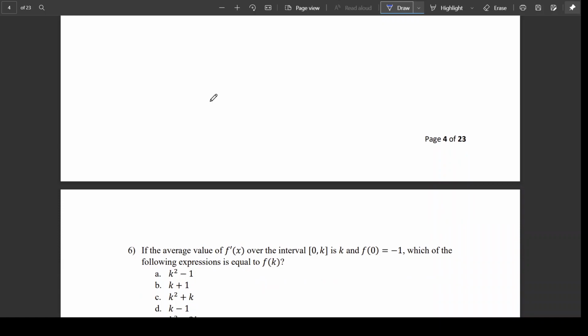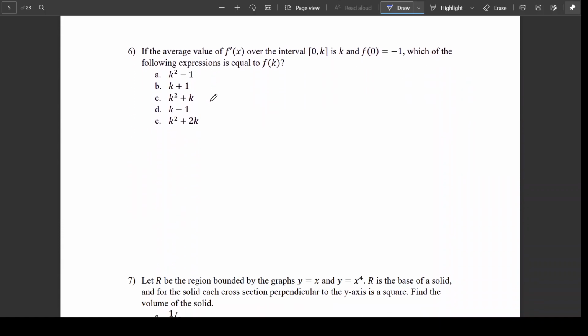Okay? Alright, question number 6. If the average value of f prime of x over the interval 0 to k is k, and f of 0 is negative 1, which of the following expressions is equal to f of k? Okay, so this is kind of an interesting application of the average value. So just write out the average value formula real quick. It's 1 over b minus a times the integral from a to b of f of x dx, where you want to find the average value of f of x over the interval from a to b.